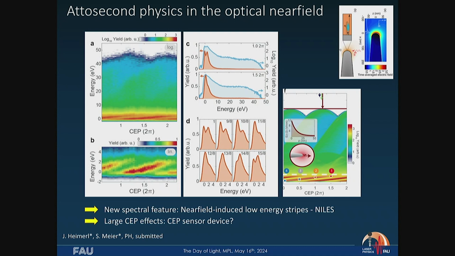New spectral features are always fantastic. This one spectral feature, namely this featureless cutoff, brought Ferenc Krausz the Nobel Prize. Not claiming that this is Nobel Prize worthy, but you never know where things are going, of course. Keep fingers crossed. But this was really great to see this new spectral feature here that only arises because of the near field. So you cannot observe something like this with atoms or molecules. You only have it because there is sub-cycle near field dynamics.